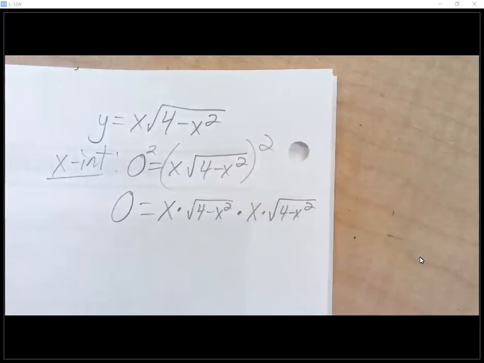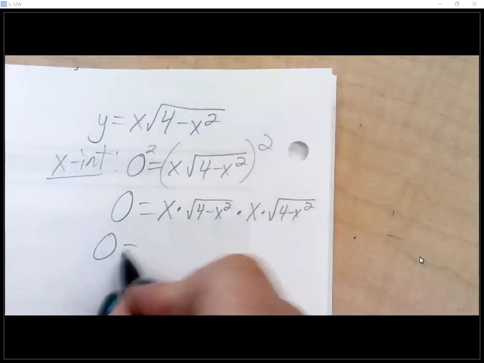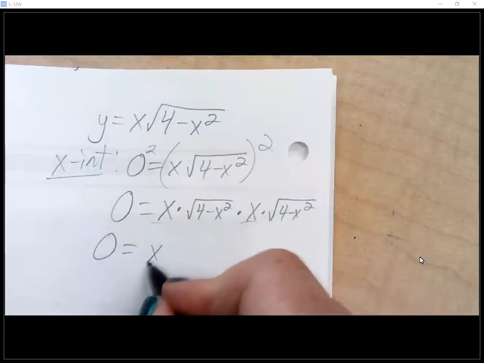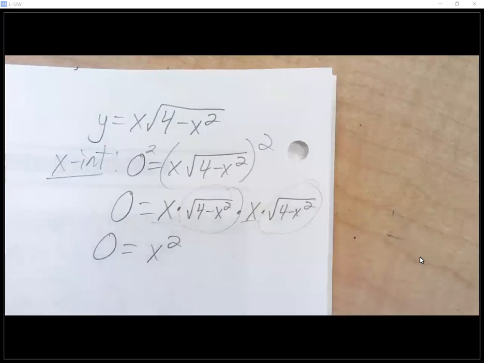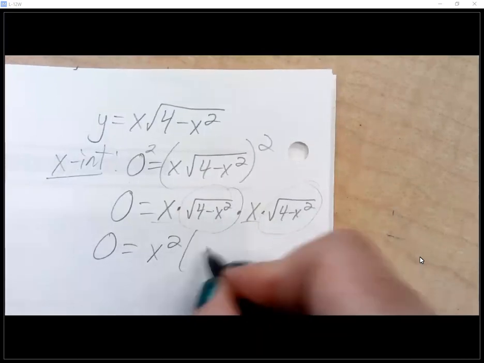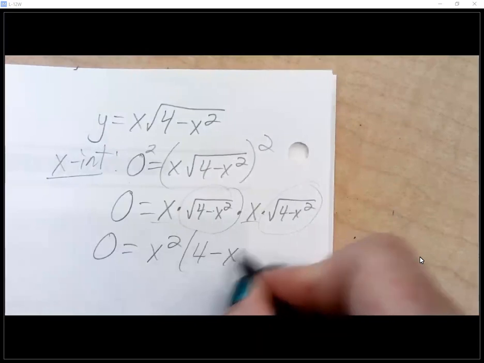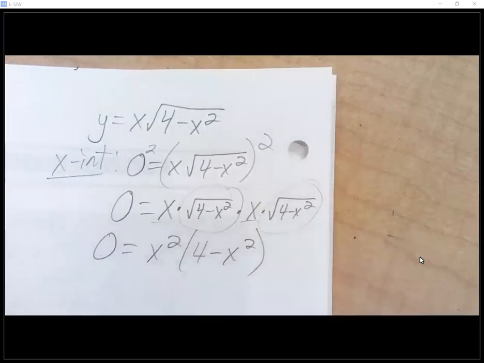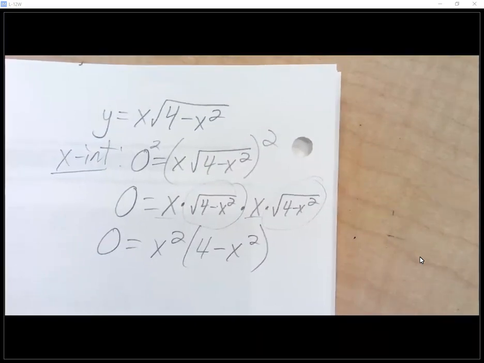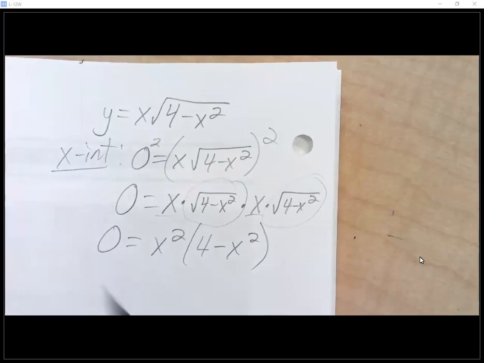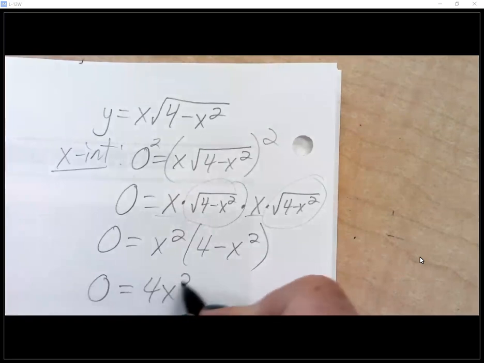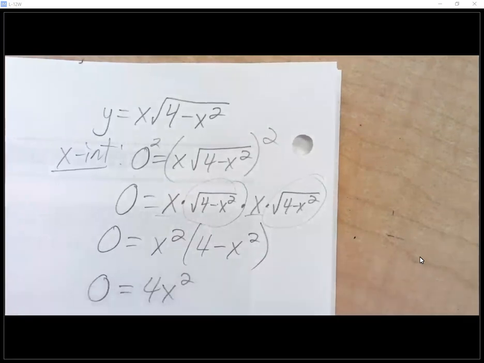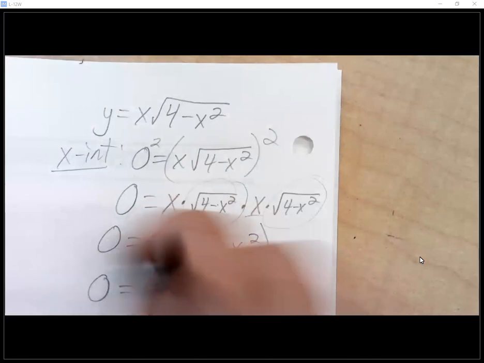So look what comes out. I have X times X is X squared. And then when you have this thing times itself, don't you just get what's underneath the root? So I get 4 minus X squared. Okay, now I can distribute and I should be able to solve from here. Oh, actually, I guess I wouldn't distribute because I'm just going to factor it right back out.